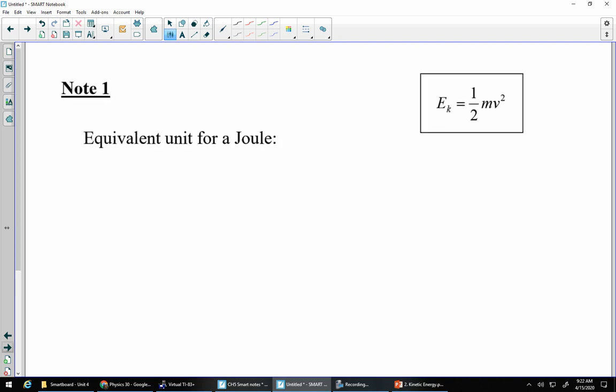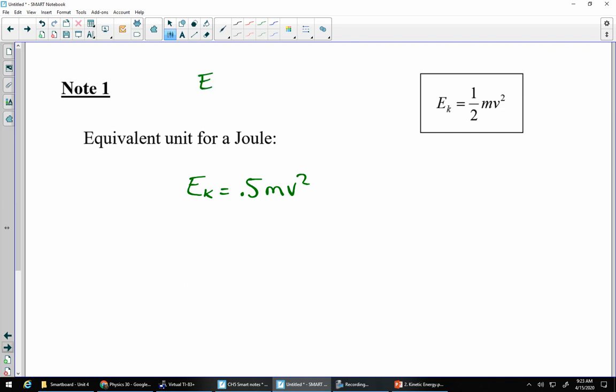Perfect. Now, one thing that we're going to have to get more and more used to, and is actually quite big in Physics 30, is figuring out alternative or equivalent units. So an equivalent unit for a joule, well, I can go through and I'm going to start with my original formula. EK is equal to, and you know how I actually like to write it? I like to write 0.5 mv squared. That being said, multiplying by 0.5 is the same thing as multiplying by 1/2, is the same thing as dividing by 2.